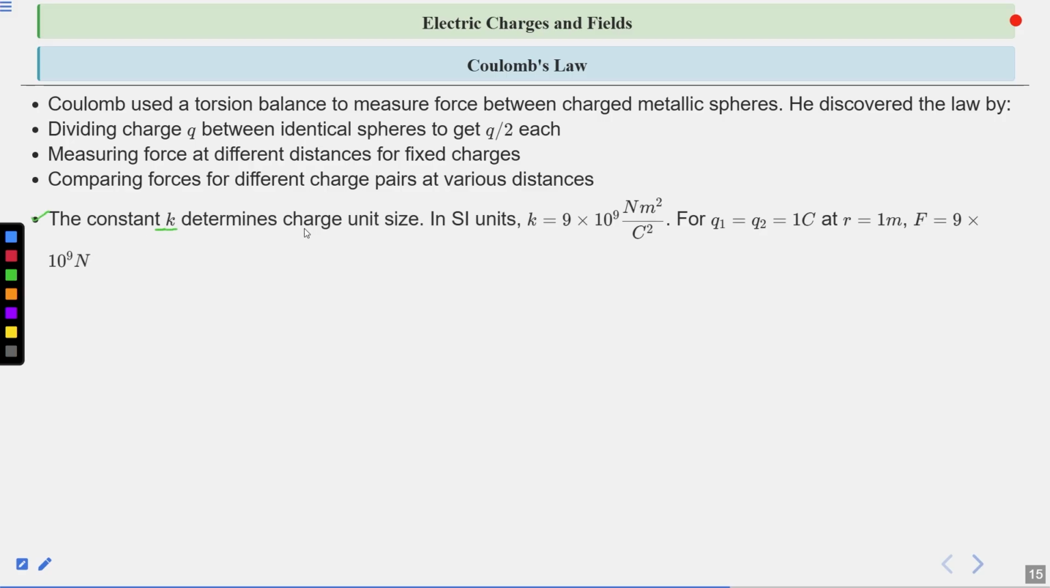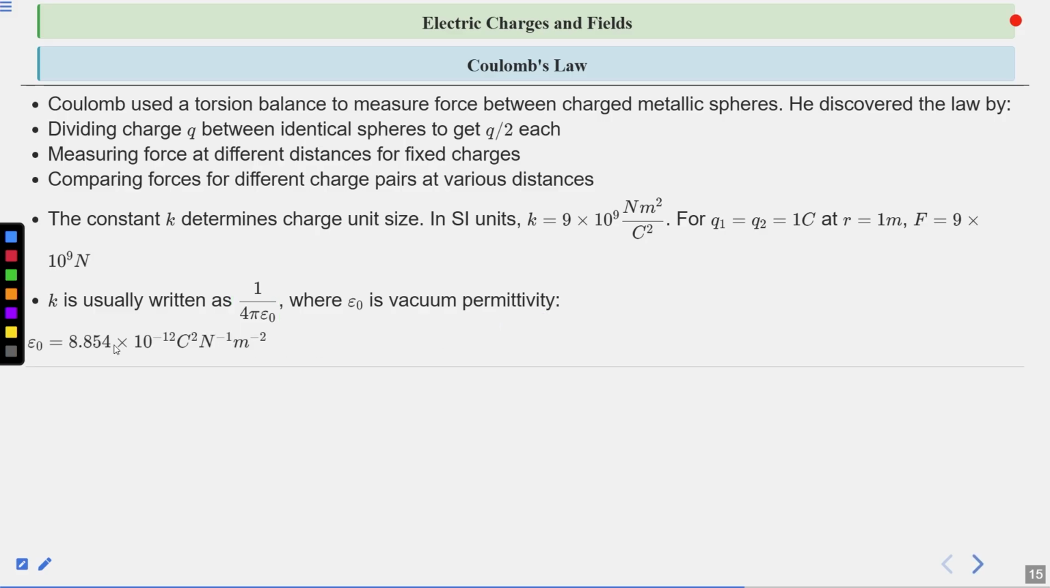The constant k determines the unit of charge. In SI units, k is equal to this one. For q1 equal to q2 equal to 1 coulomb at r equal to 1 meter, what will F be? F is equal to 9 into 10 raised to the power 9 newton. k is usually written as 1 upon 4 pi epsilon naught, where epsilon naught is the vacuum permittivity. The value of vacuum permittivity is 8.854 into 10 raised to the power minus 12 coulomb square per newton per meter square. All these units are very important.